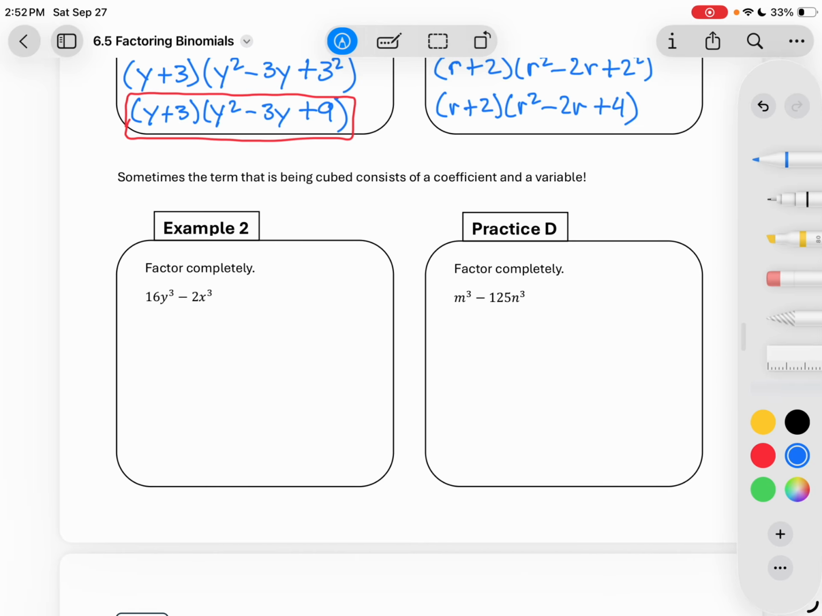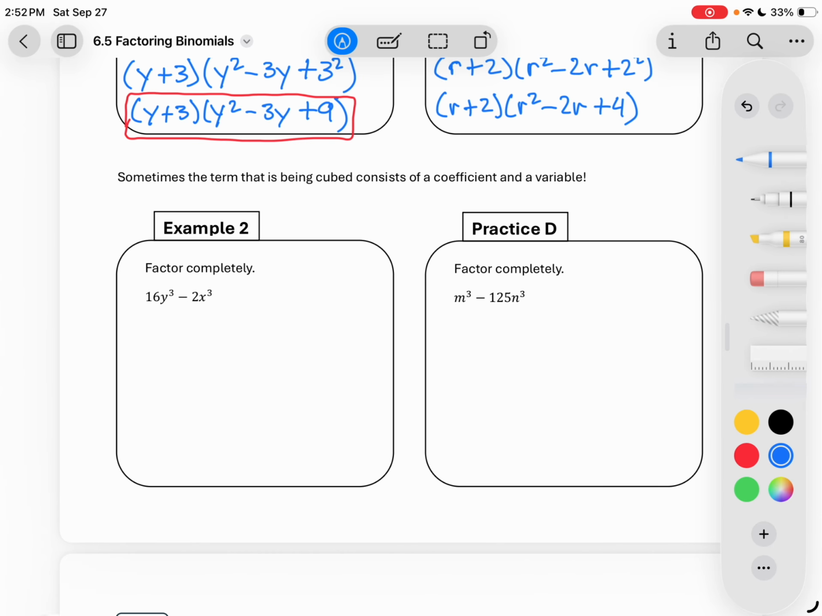We are going to factor 16y cubed minus 2x cubed. So if we take a look at that one, the very first thing we should do, don't forget, is actually to look for a greatest common factor. And there actually is one. It is 2. If I take out a 2, then I'll have 8y cubed minus x cubed. So then inside the parentheses, we have a difference of cubes. So a, the thing that is getting cubed to equal 8y cubed, is 2y.